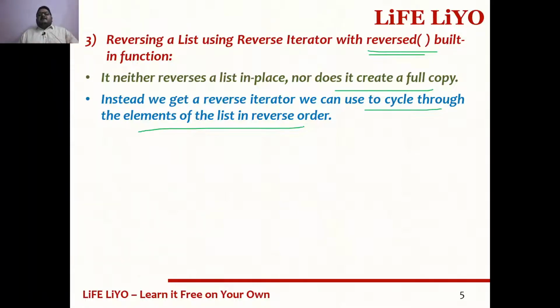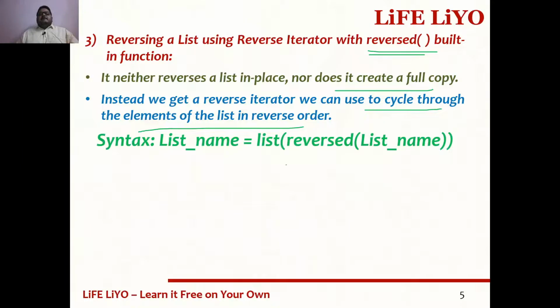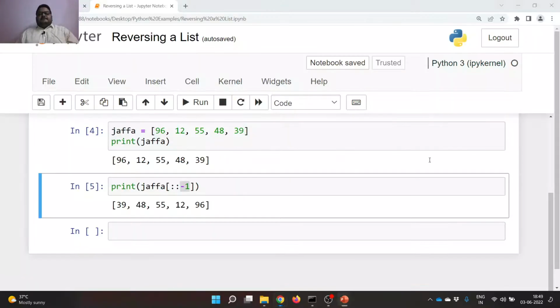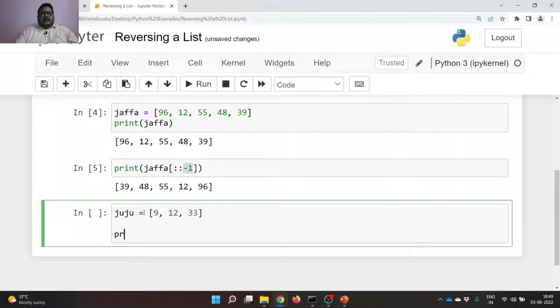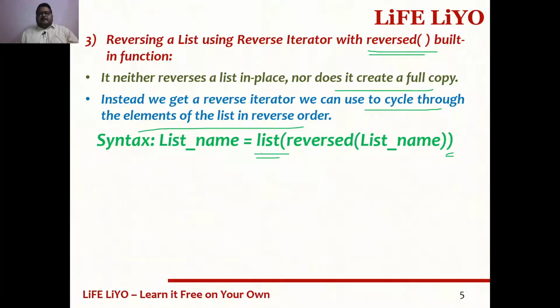Then how can we convert that into a list? Simply we can typecast: list of reversed of list name. Then it is going to print the reversed order. Now let us take Juju equal to 9, 12, 33. Now if we try to print reversed of Juju without typecasting, what is it going to do? Run.